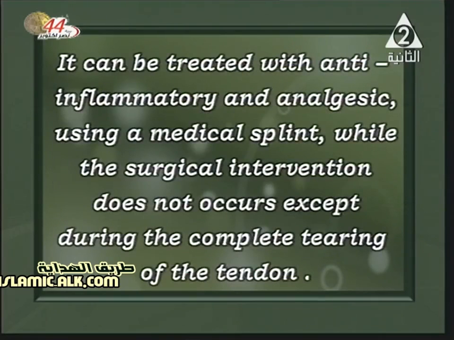Again, it can be treated with anti-inflammatory and analgesic properties, using a medical splint. We do not use surgical intervention except in just one case. In which case, what happened to the Achilles tendon? Complete tearing of the tendon. If it is absolutely cut or torn, we're going to use surgical intervention. This is the end of this part, and right now we're going to start to learn about movement in the living organism.